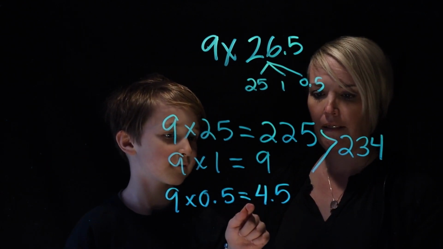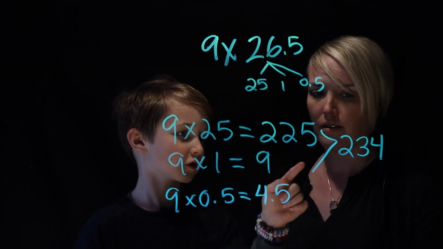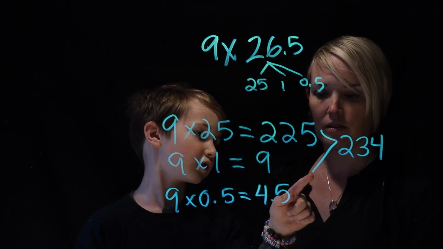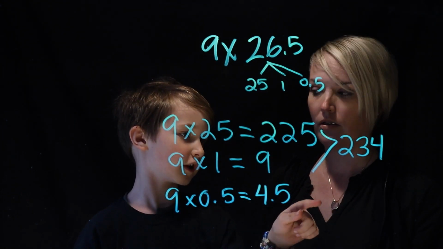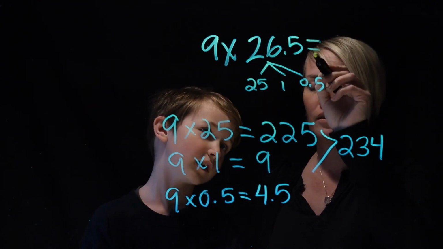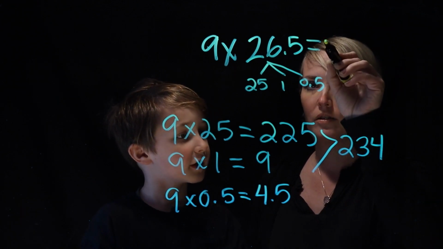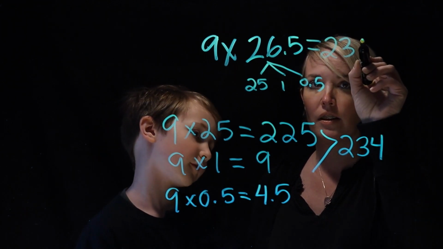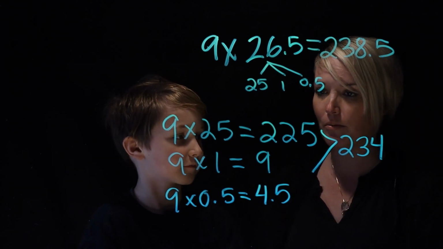So let's think of it just as the 4s. 234 plus 4 is equal to 238, and plus a 0.5 to get 238.5. Wow, that was so amazing.